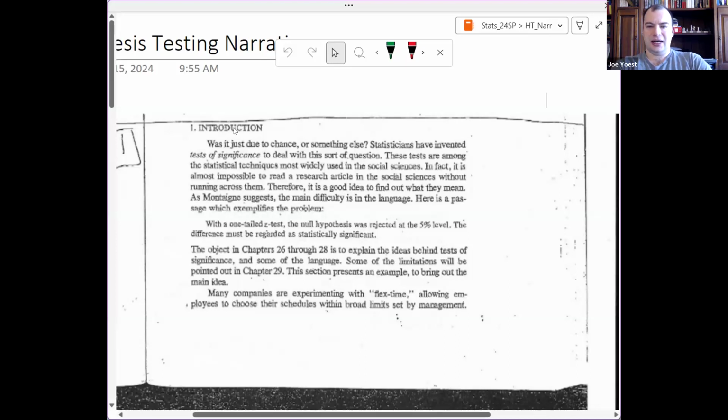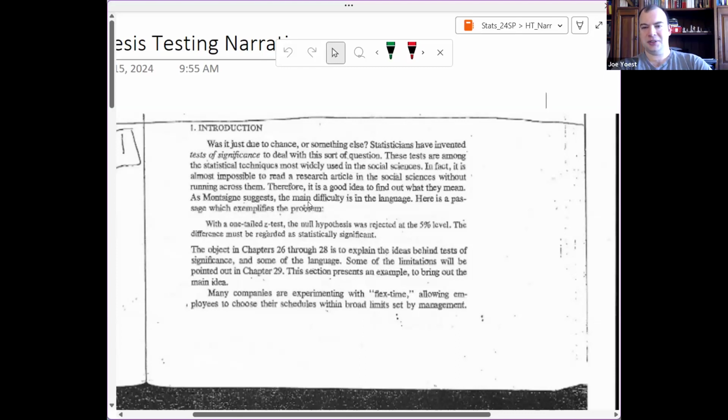Okay, so it says introduction. Was it just due to chance or something else? Statisticians have invented, quote, tests of significance to deal with this sort of question, or hypothesis tests, as we call them in this course. These tests are among the statistical techniques most widely used in the social sciences, and that's true. If you open up any medical journal, pretty much any finance or economics journal, you're going to see hypothesis tests all over the place. They're going to talk about p-values and statistical significance and all of that. In fact, it's almost impossible to read a research article in the social sciences or medicine or business or anything without running across them. Therefore, it's a good idea to find out what they mean.